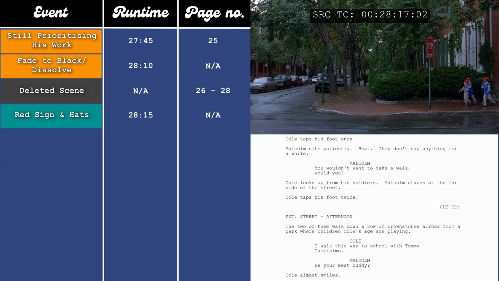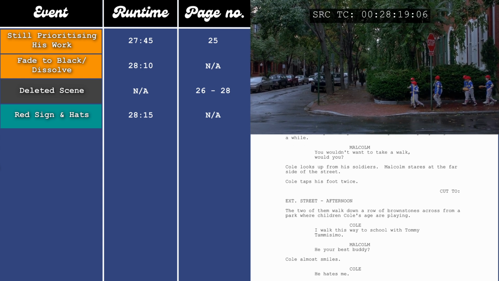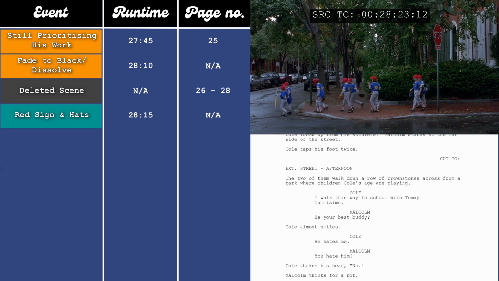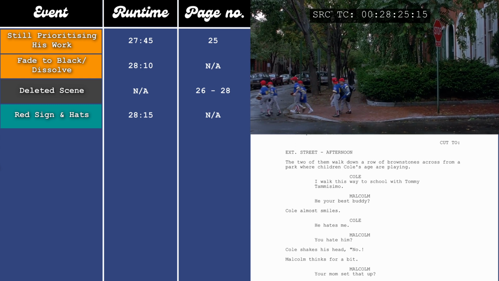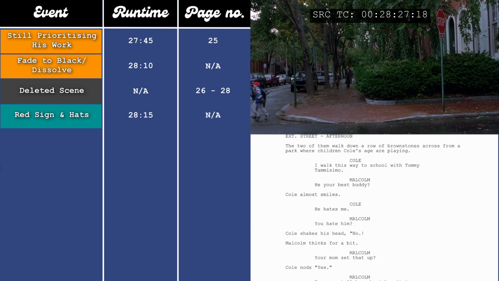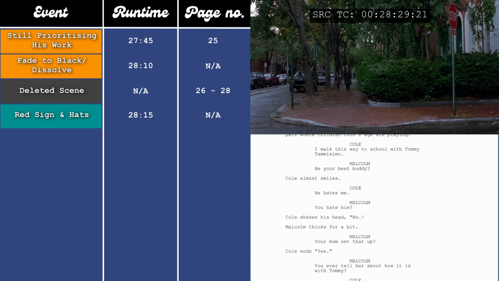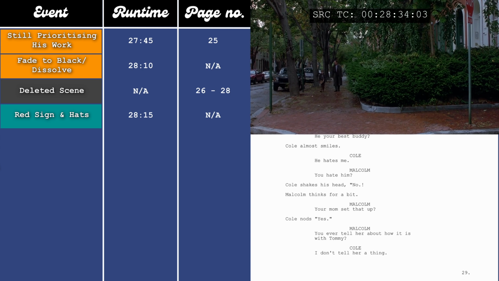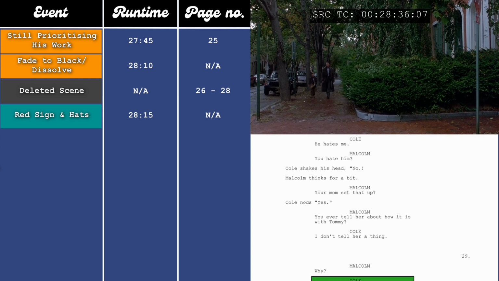M. Night Shyamalan's reason for cutting it is because it shows too much at this stage, apparently. That Cole has too much knowledge for such a young kid, which I do kind of agree. I can see where he's coming from, but I honestly think it would have worked really well. I think it would have played into the mystique of who this little kid is, because it is a really beautiful scene and is really well acted.